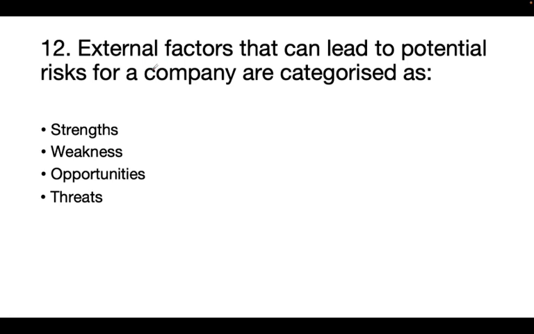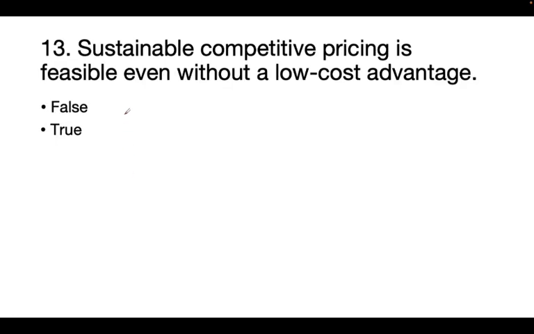Next question. External factors that can lead to potential risk for a company are categorized as strength, weakness, opportunity, threats. Correct answer is threat. Next question. Sustainable competitive pricing is feasible even without a low cost advantage. True or false? The answer is true.